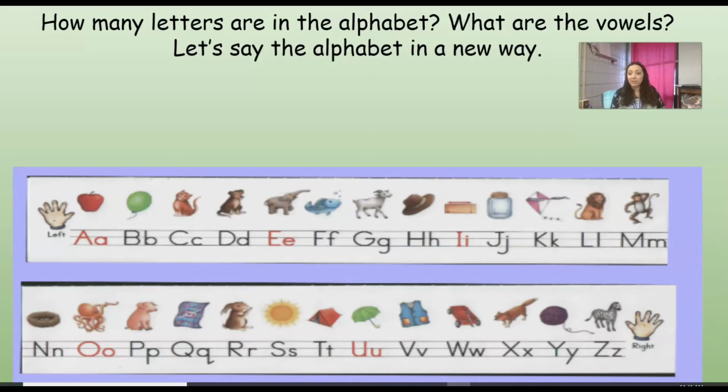Now we're going to say the alphabet in a new way. Are you ready? So what we're going to do is you're going to have to really think about this. If it's a vowel, you're going to clap and bend down. If it is a consonant, you're going to stand up and you're going to snap. Okay? So vowels, consonants. So we're going to get to moving a little bit. Are you ready? So if we say A, B, C, D, E, F, G, H, I, J, K, L, M, N, O, P, Q, R, S, T, U, V, W, X, Y, Z.